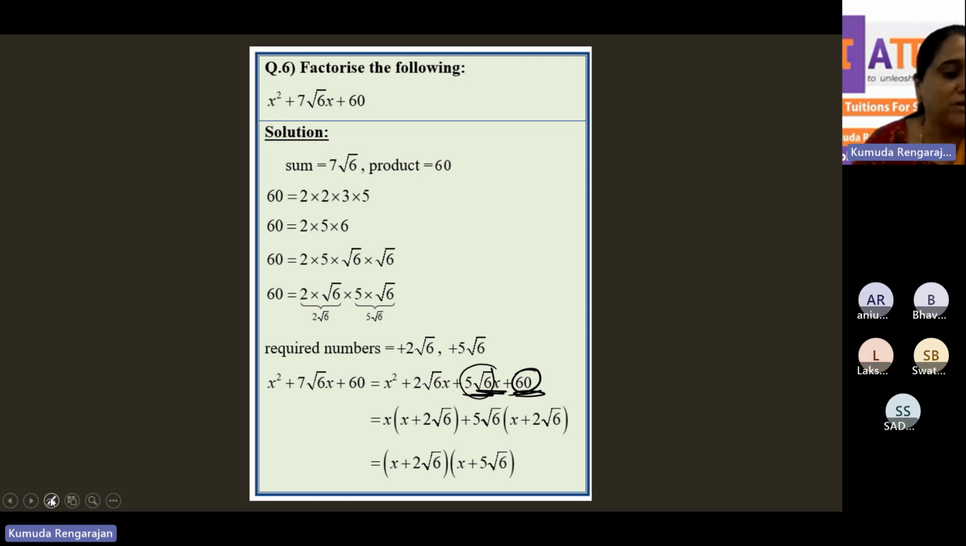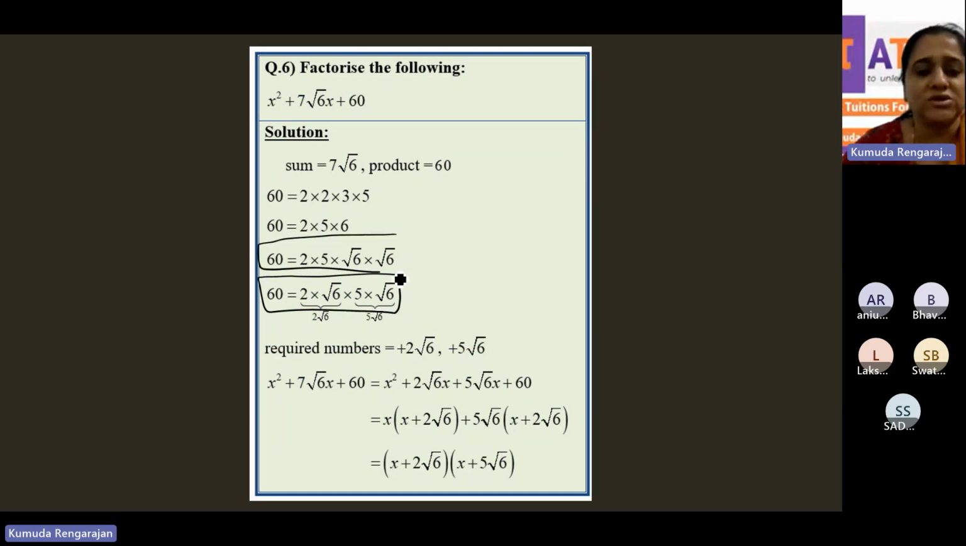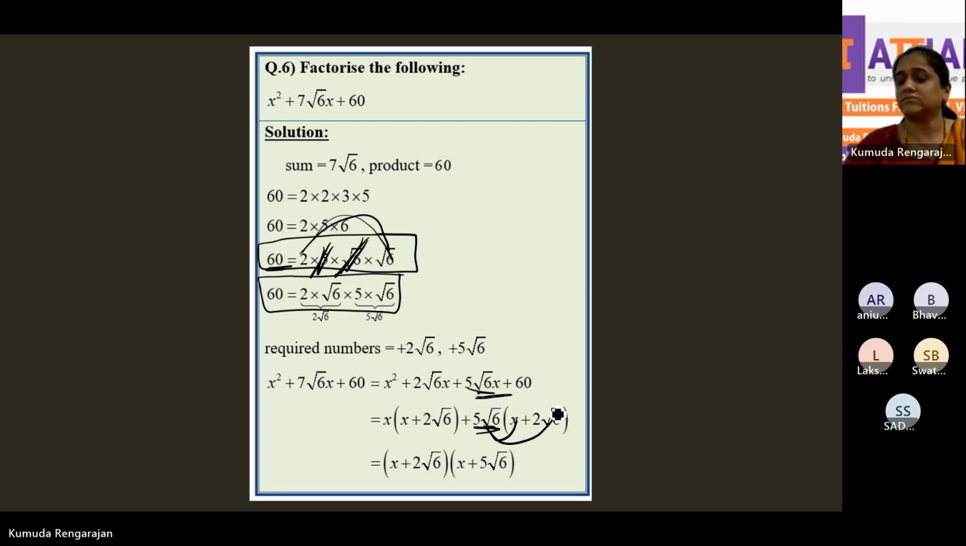For that, go back to the prime factorization of 60. See, there is 5 root 6. 60 has 5 and root 6 in it. So if you take out that common, in the bracket, you will get 2 root 6. So that's what is here. 5 root 6 is common. So into x is 5 root 6x, and this one into 2 root 6. Then x plus 2 root 6 once, and then x plus 5 root 6 in the other bracket.